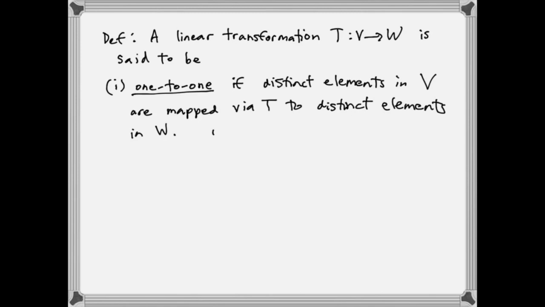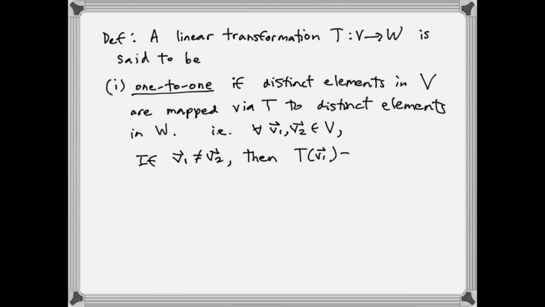So how would you write that with symbols? It looks like this. For all v1, v2 in V, if v1 does not equal v2, then T of v1 does not equal T of v2. Okay. So this is what it means to be one-to-one.